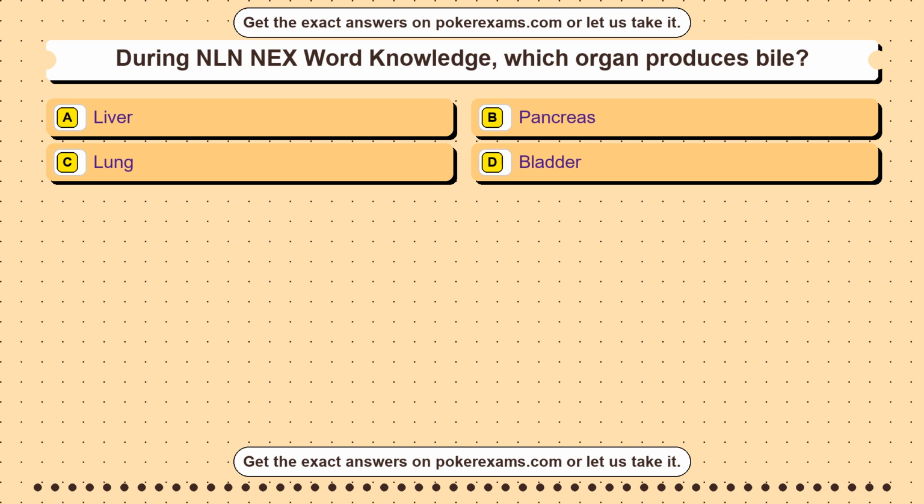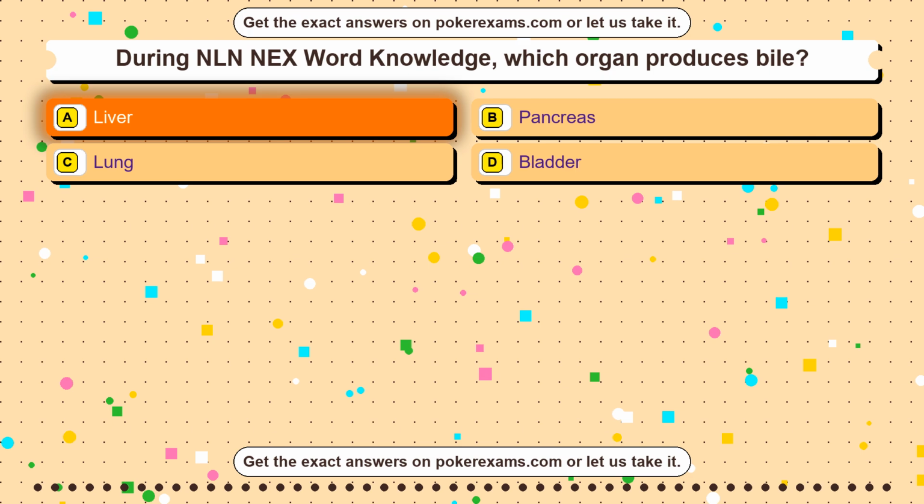Question 41. During NLN NEX Word Knowledge, which organ produces bile? Option A liver. Option B pancreas. Option C lung. Option D bladder. The correct answer is option A.